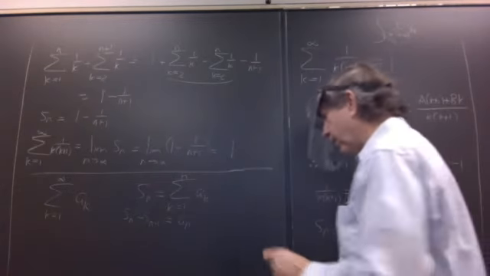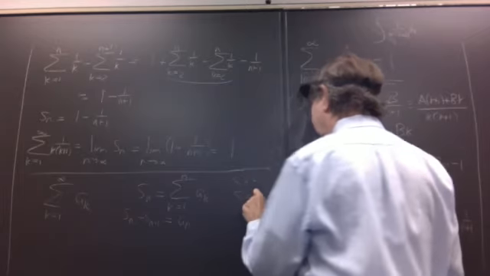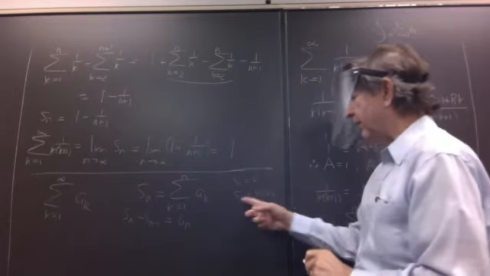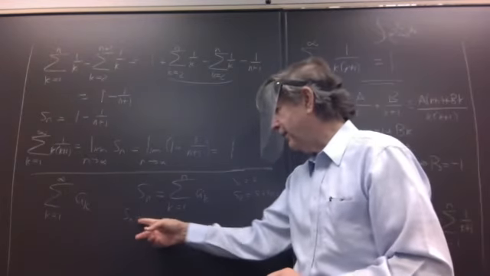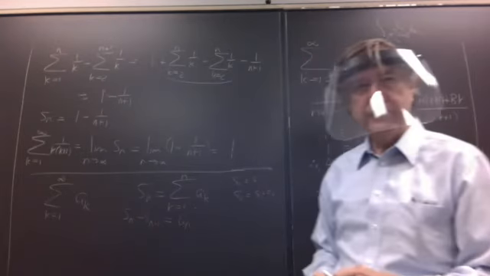Remember that S1 is A1, S2 is S1 plus A2. So if I subtract S1 from S2, I just get A2. And if you subtract Sn minus 1 from Sn, you get An.